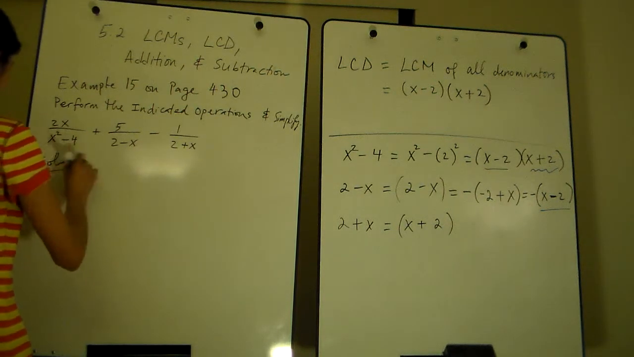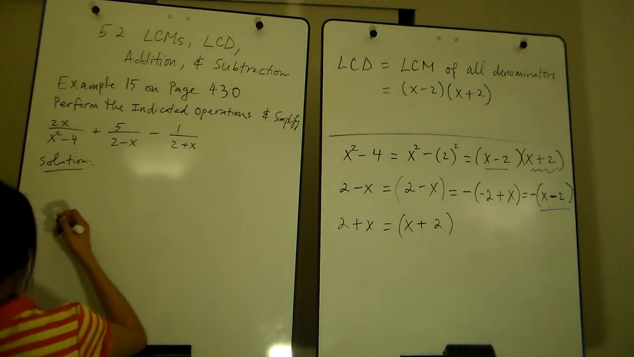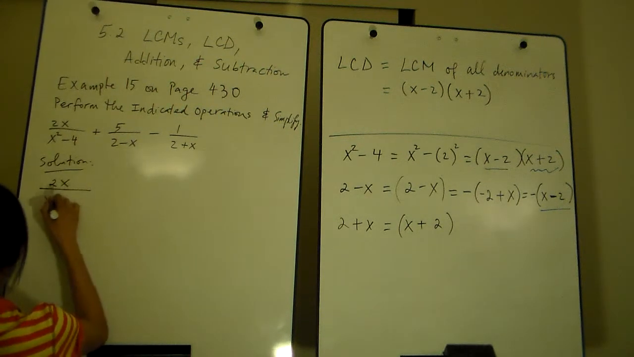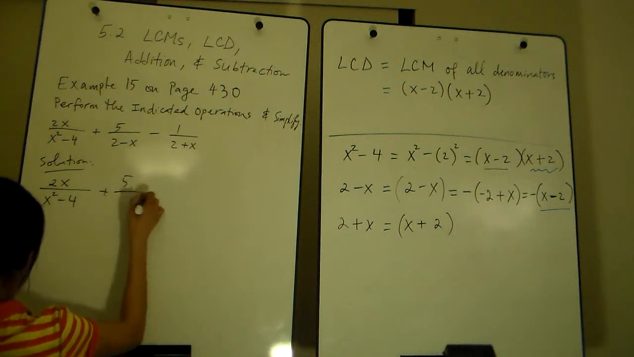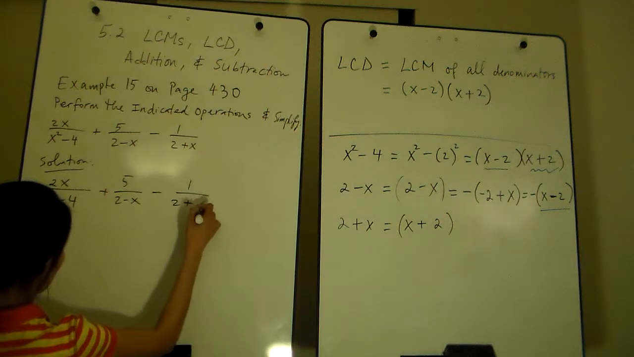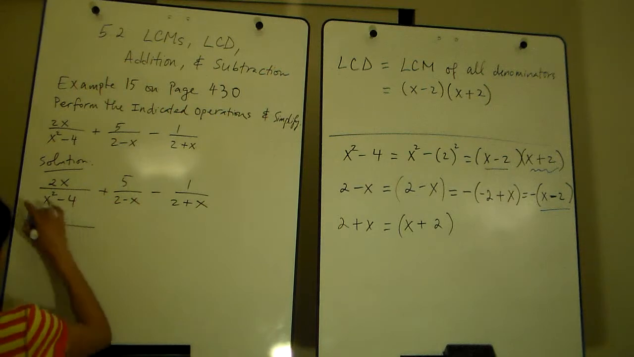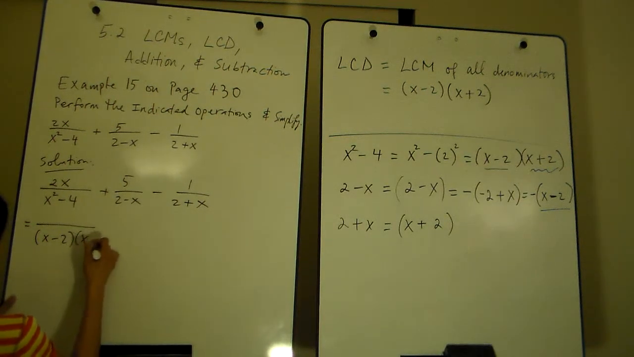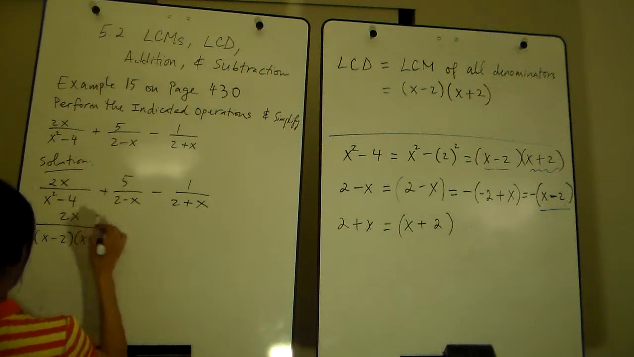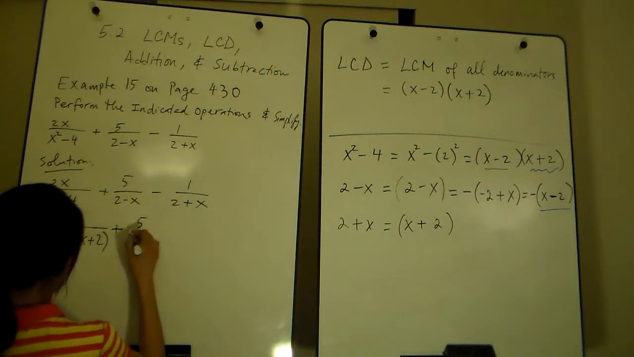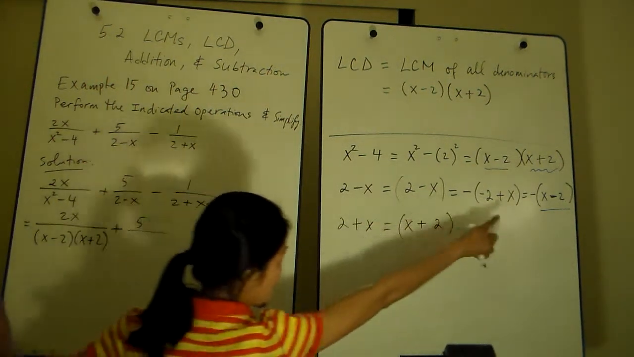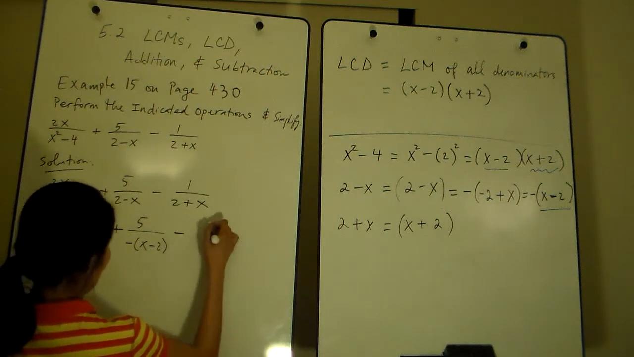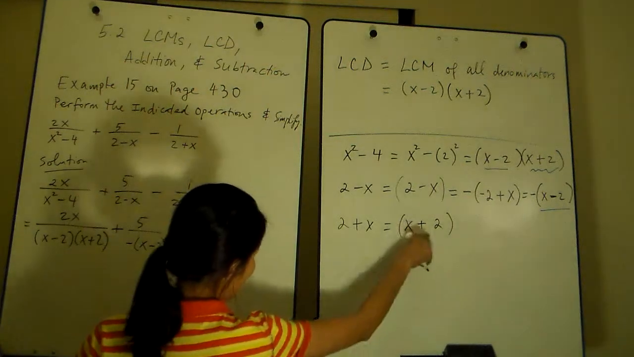Solution. Let's rewrite this to all fractions of the same LCD, that LCD x minus 2 times x plus 2. First, rewriting all the terms. Alright. For this, denominator x squared minus 4, you can rewrite this as x minus 2 times x plus 2. Numerator stays the same, plus 5. This 2 minus x, you can rewrite this as negative of x minus 2. For this, negative 1. This 2 plus x, we can rewrite this as x plus 2.